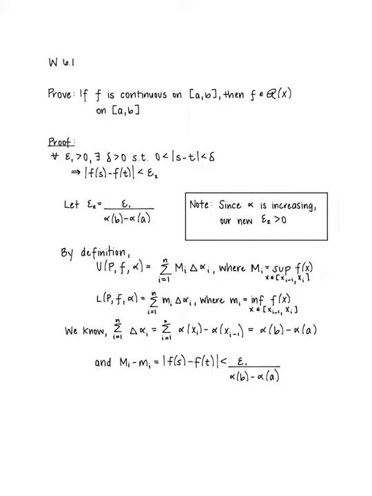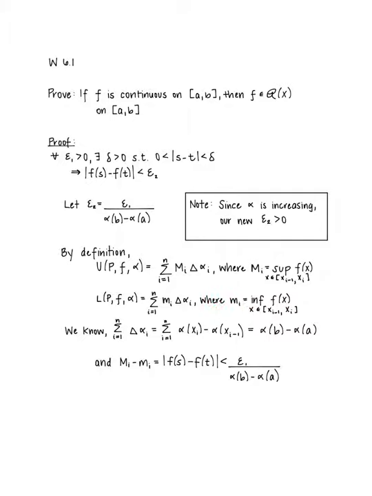Now we know that alpha is increasing, so that means that our epsilon sub 2 is going to be greater than 0. So we start off with a few definitions. We know that the upper sum is equal to the sum of capital M sub i delta alpha sub i, where capital M is equal to the sup of f of x over that partition. We know that the lower sum is equal to the sum of lowercase m sub i delta alpha sub i, where lowercase m sub i is equal to the inf of f of x.